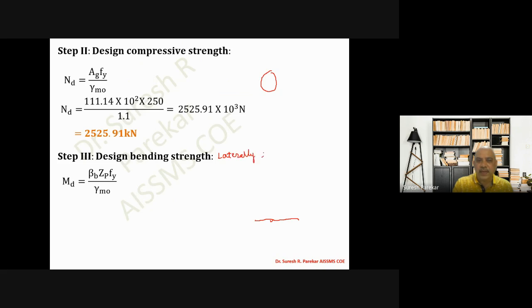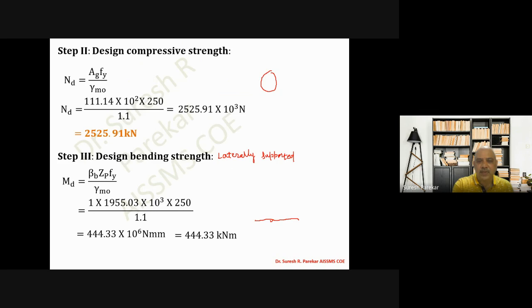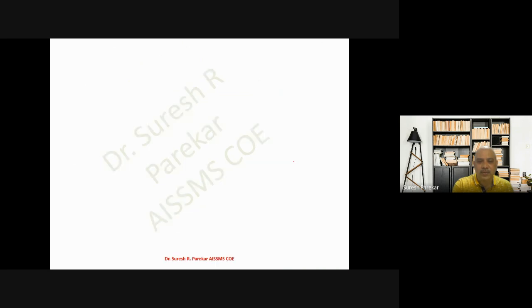In design bending strength, as the section is laterally supported, we go by beta B ZP Fy upon gamma m0. From this we will get the value of MD, which is 444.33 into 10 raised to 6 Newton millimeter, that is 444.33 kilonewton meter.